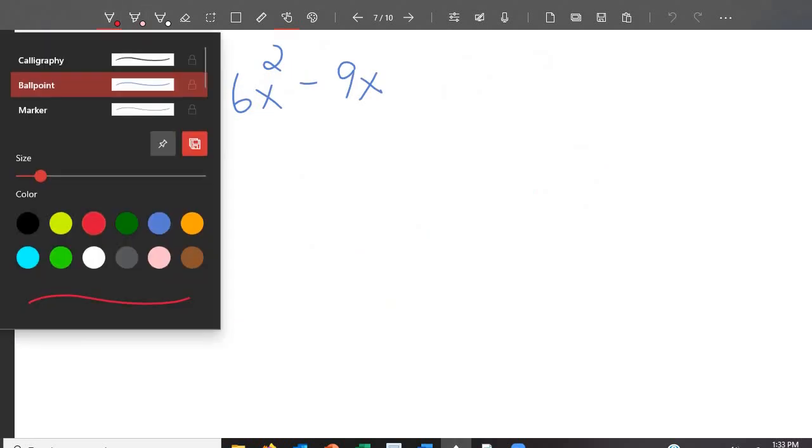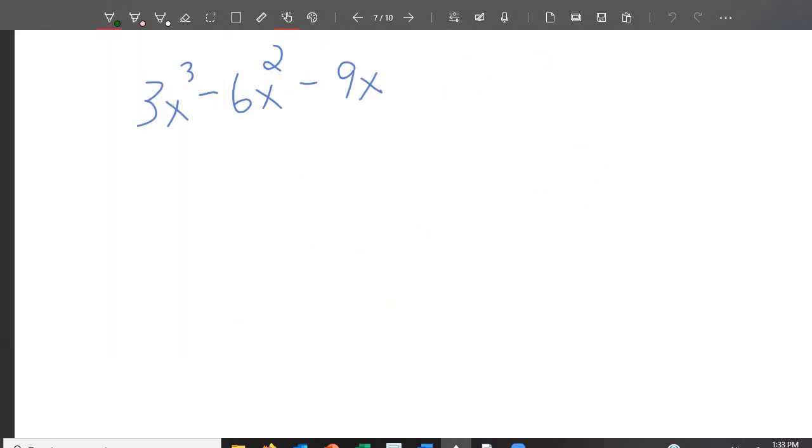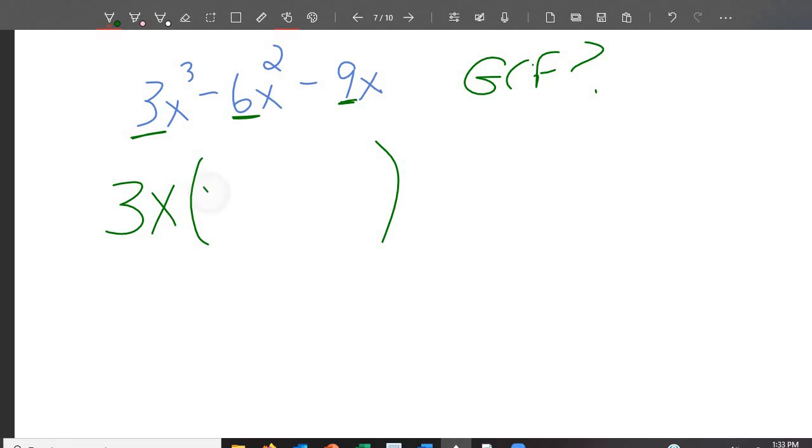Look at this one. Let's check this one for a GCF. Well, the 3, the 6, and the 9 are all divisible by 3. And they also have an x in common. We can factor out that x. So we're going to be left with x squared minus 2x minus 3. So we got the GCF.